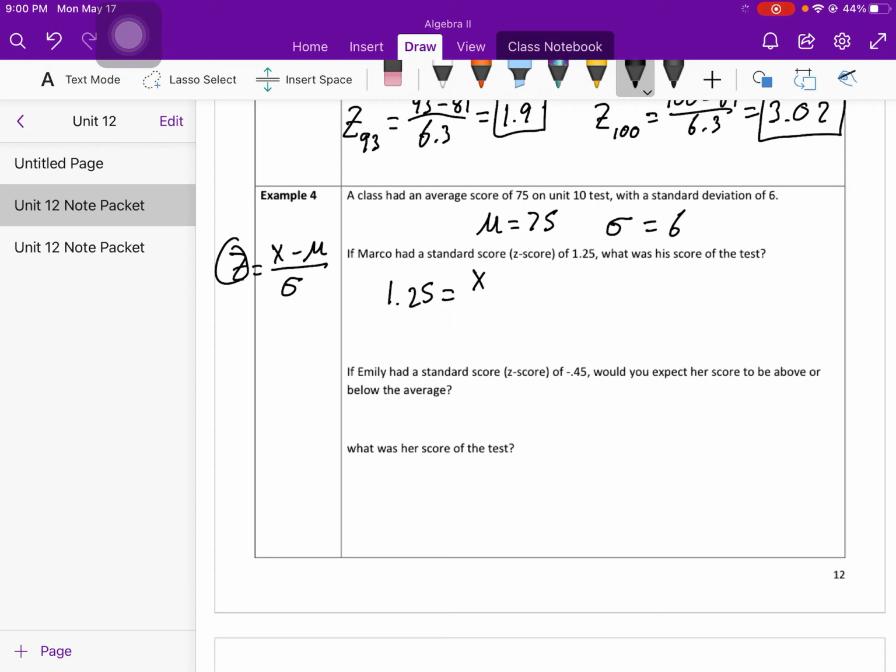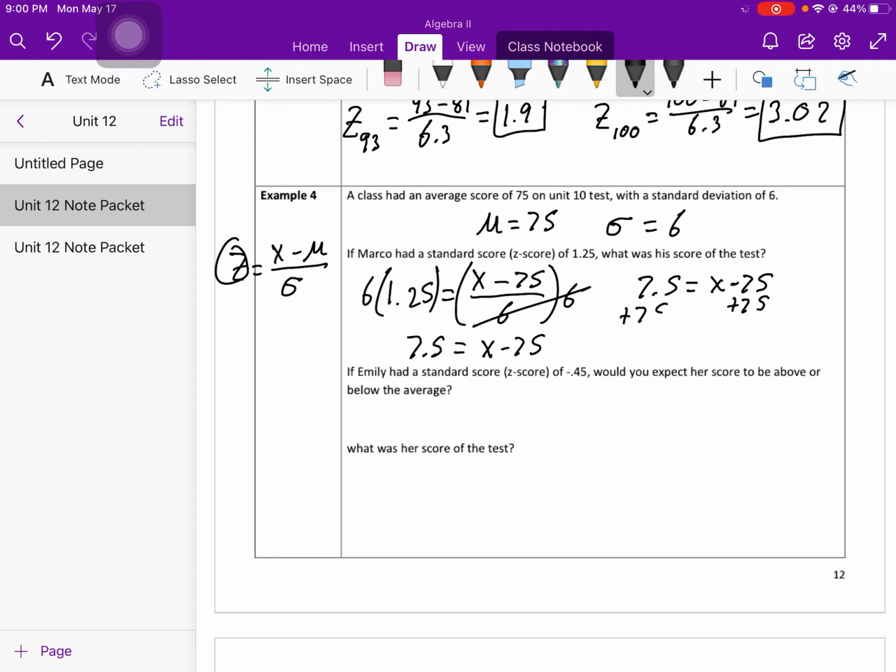And what we're trying to solve for is the test score. So that's the observed number. So it's going to be x minus the average, 75, divided by 6. So we just have to solve backwards. The easiest way to do this is multiply both sides by 6. So you would end up getting 7.5 equals, and if we multiply by 6 on this side, those 6's are going to go away, and we're going to have x minus 75. 7.5 equals x minus 75. We're going to add 75 to both sides, and we end up getting x equals 82.5.